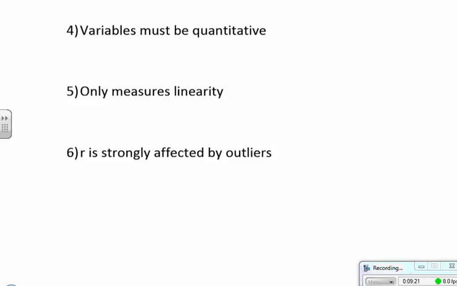Number 5, your R value only measures the linear strength of the relationship. Okay, so if you have data that's parabolic and you pull an R number on it, it is meaningless. And number 6, if you've got an outlier in your scatter plot, that will have a huge effect on your R value. So you need to decide why they're outliers in the data set, and then decide whether you're going to include them or not before you pull the R value, and hopefully make an intelligent decision about whether you're going to leave that R value in or pull it out.